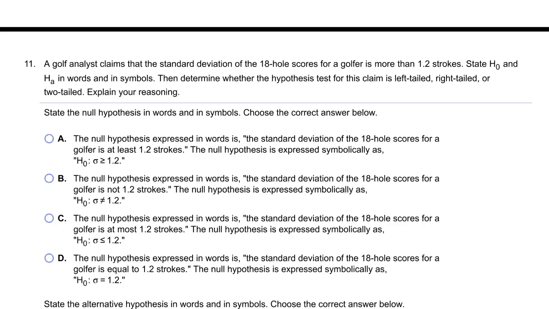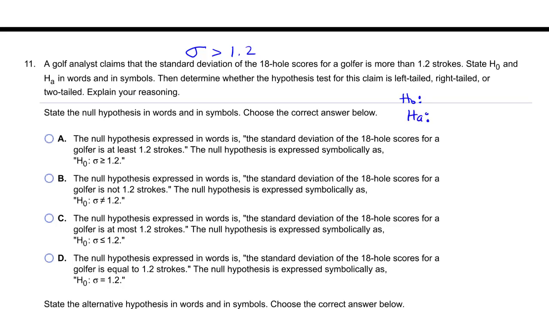All right, let's analyze this situation by setting up the hypothesis test. A golf analyst claims that the standard deviation of 18-hole scores for a golfer is more than 1.2 strokes. Okay, so I'm going to do it and then find the answer, not try to go directly to these answers here. So what did it say? It said the standard deviation, so sigma, is more than 1.2.